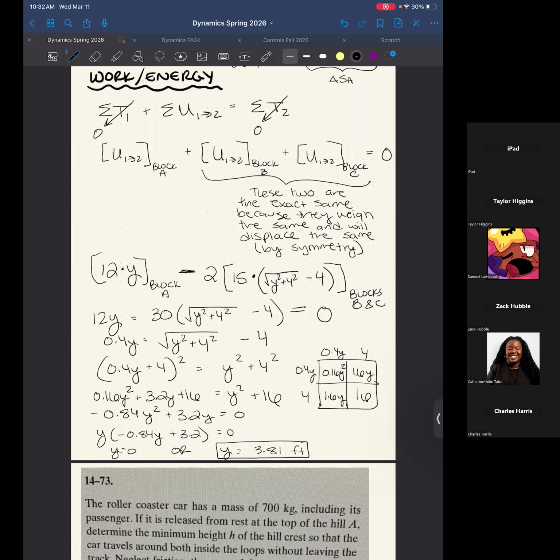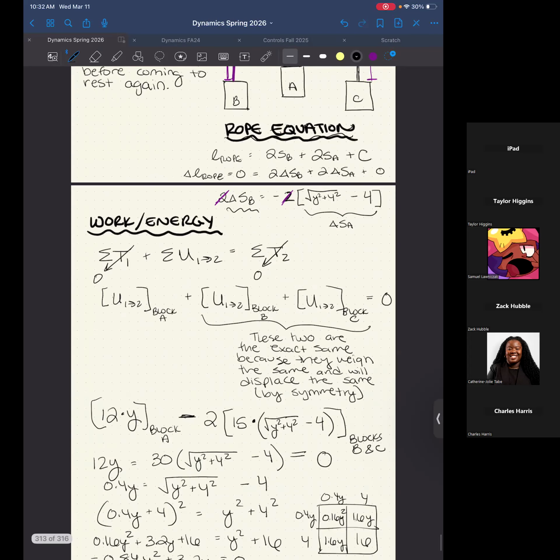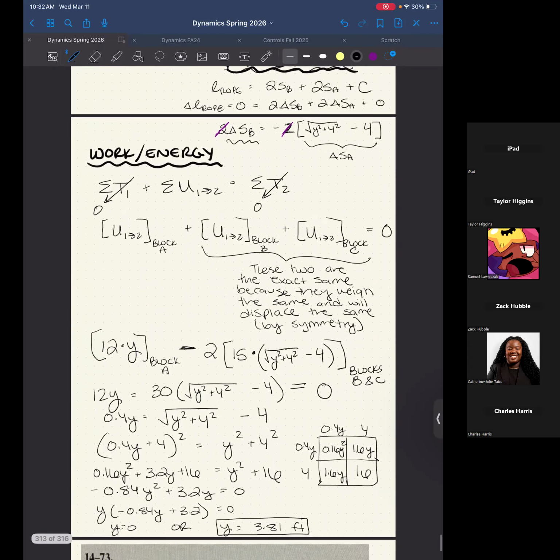Delta V. For delta B, square root of y squared plus 4 squared, all minus 4. Is it not a negative out front? So in our rope equation, what does the negative tell us? The direction of motion. Yes, we set the negative here based on whether it's doing positive or negative work. So we did all of that logically instead of letting the negatives drive us.